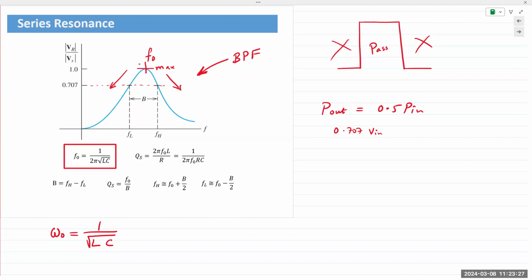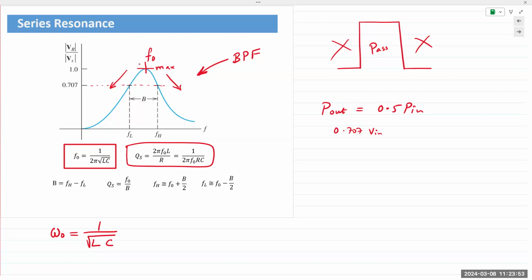Q describes the quality of this series resonant circuit to function as a filter. So Q is the quality that describes the functioning of the circuit. In terms of the components, you can describe it in terms of L and R, or R and C. Okay, L and R, and R and C.